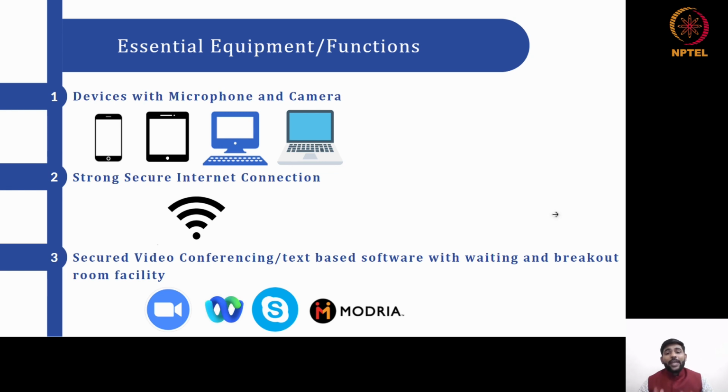Having microphone and camera facilities is a must to conduct online mediation. So the devices should have a microphone and a camera. So these are the basic necessities of the device. Along with these devices, we should have a strong secure internet connection which should provide the connection between the two parties and a mediator.